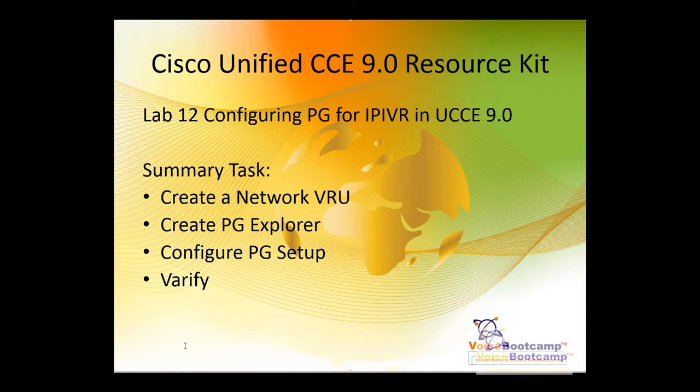In this particular lab, I'm going to show you how to configure peripheral gateway for Cisco IPIVR. We're going to first create a network VRU with the type 2, followed by configuring the PG Explorer, and then we will set up the PG and then verify the configurations. Once we finish the configuration, we should have a peripheral gateway in an active status with Cisco Unified Contact Center Express as an IPIVR.